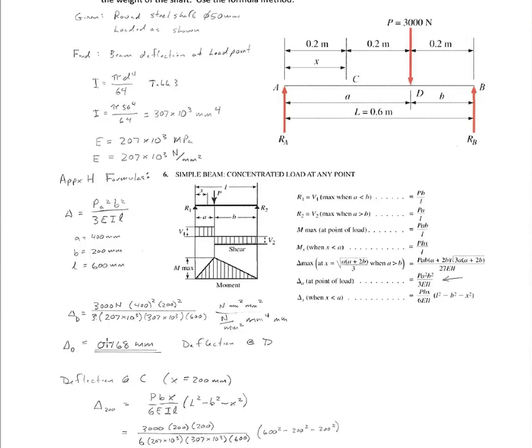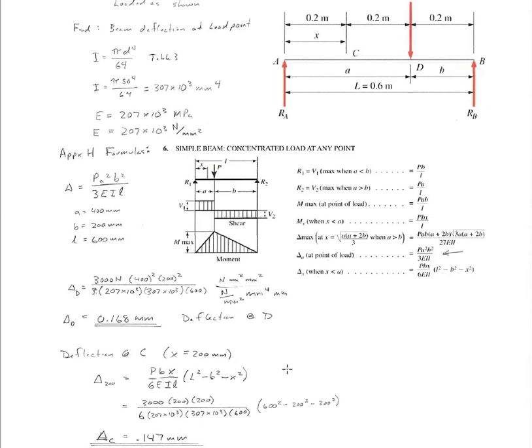Now for the deflection at point C, I'm going to use this equation here, delta x, when x is greater than a. In this case what I'm going to do is put in x equals 200 millimeters, because that's where point C is. And then I'm going to use this equation right here. This is the deflection at x.